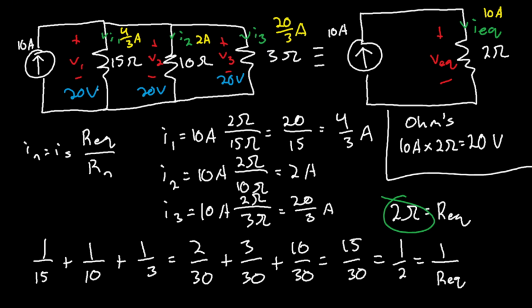20 divided by 15 gives you current, right? Volts divided by ohms gives you current. And we got the same answers we got with all the current divisions. So current division, good in some cases. Finding equivalent resistance, good in some cases as well. All right, you pick and choose.